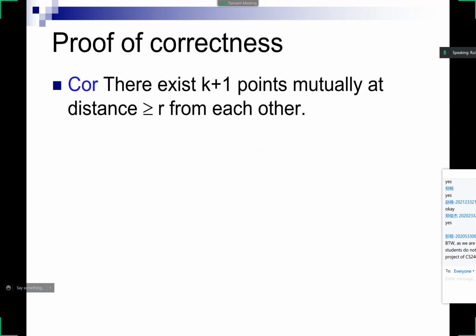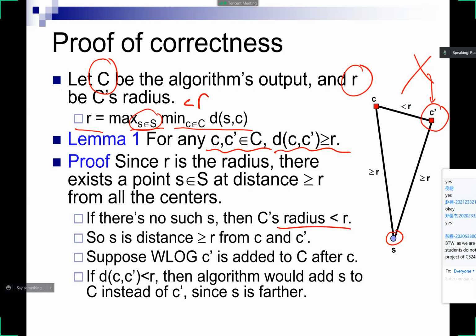Does that make sense? Any questions about this?